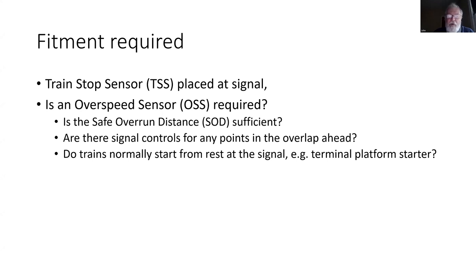Also, are the signal controls for any of the points in the overlap ahead, for instance, flashing aspects, delayed clearance? That might affect whether you need an overspeed sensor because the driver is getting other information to reduce the likelihood that they will SPAD. And also, do trains normally start from rest? So platform starting signals in a terminal station don't need to be fitted with an overspeed sensor.